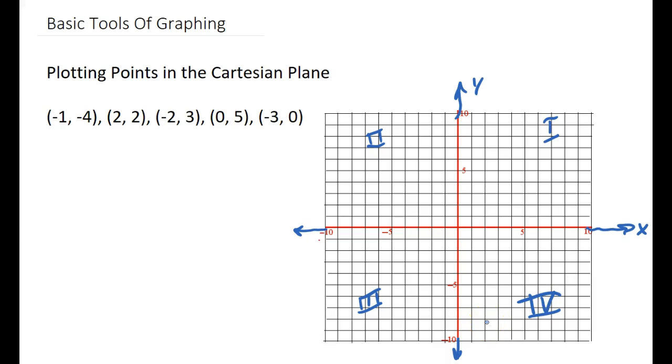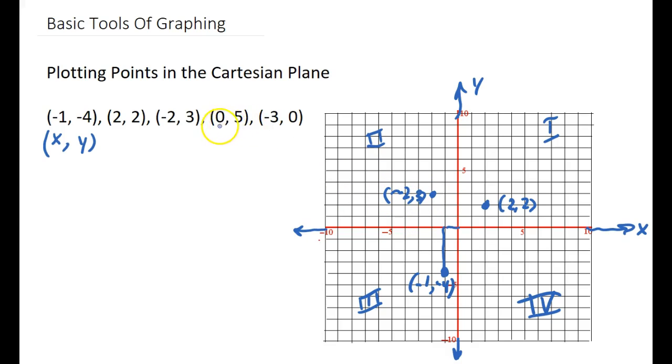Well, every point is an ordered pair, and the first number is the x coordinate and the second number is the y coordinate. So if I'm going to plot the point -1, -4, I'm going to go back 1, down 4, and there's my point -1, -4. 2, 2, that's going to be +2 in the x direction, +2 in the y direction, and there's my point 2, 2. -2, 3, I'm going to go back 2 and up 3. There's my point -2, 3.